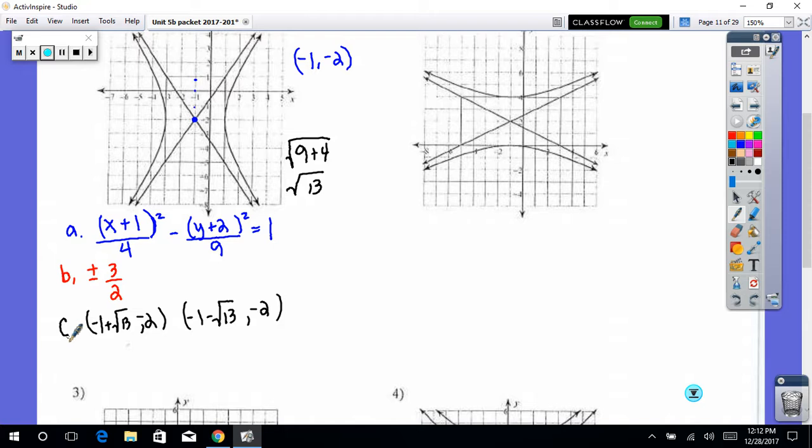Again, for those of you that want to graph that, it gives us 2.6 and -2, and -4.6 and -2. Okay, we should put our foci right here and right here.